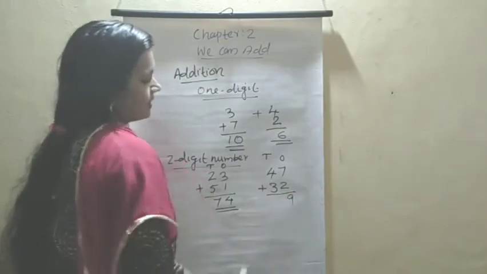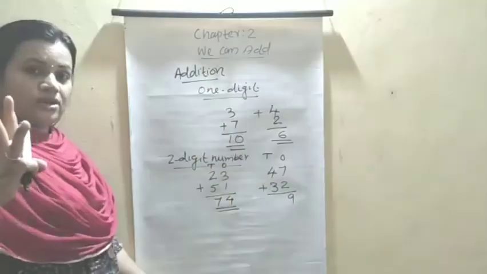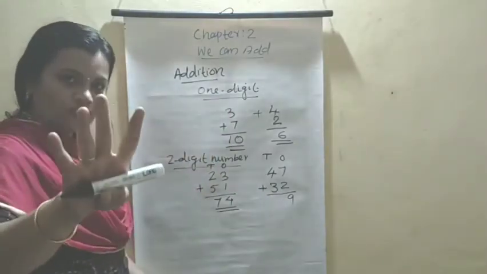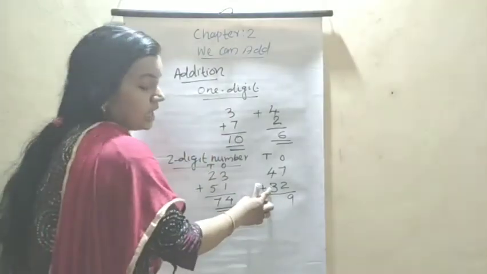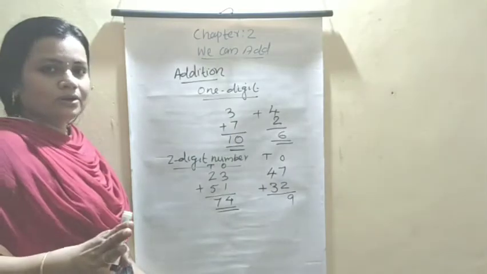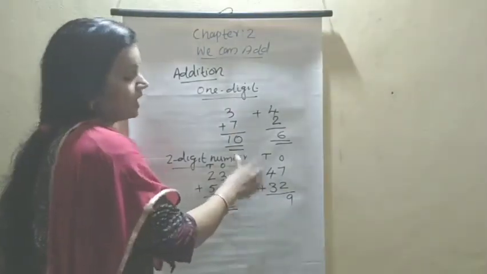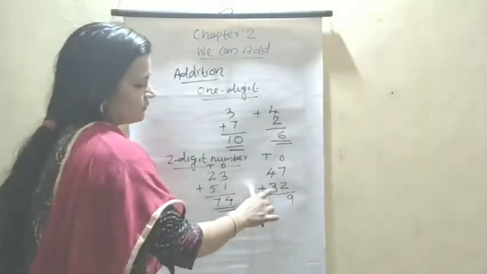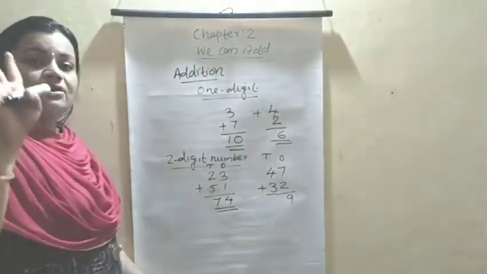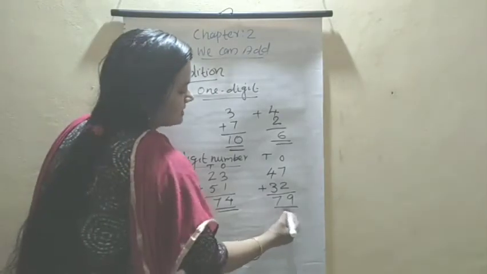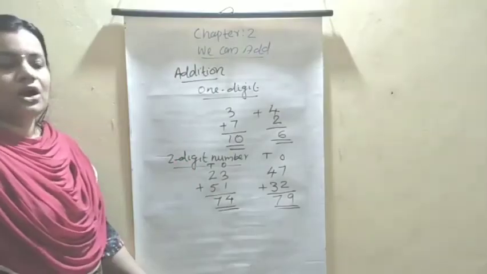9 is right. Then again, take your 3 fingers, count after 4. Or take your 4 fingers, count after 3. Both are same. You do as you like. Then take your 4 fingers. Count after 3: 4, 5, 6, 7. We got what? 79.